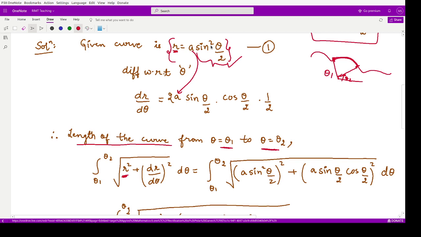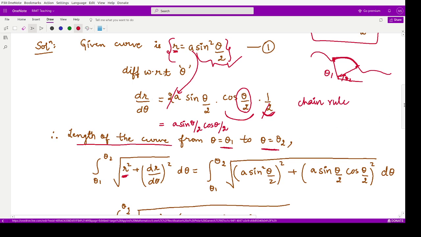Firstly we perform the derivative of the power, so it would be 2 sine theta by 2, and then we perform the derivative of sine theta by 2, so it would be cos theta by 2, and then the derivative of the angle. The derivative of this angle with respect to theta is equal to 1 by 2. This is in accordance with the chain rule of differentiation. The 2 and 2 cancel with each other, so we are left with dr by d theta as a sine theta by 2 cos theta by 2. So this is the value of dr by d theta.